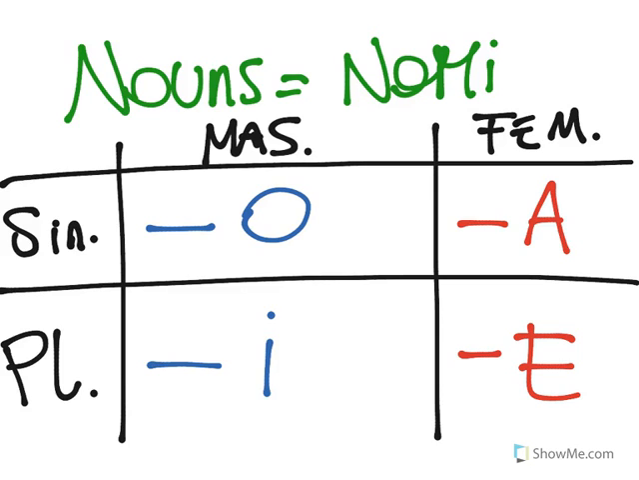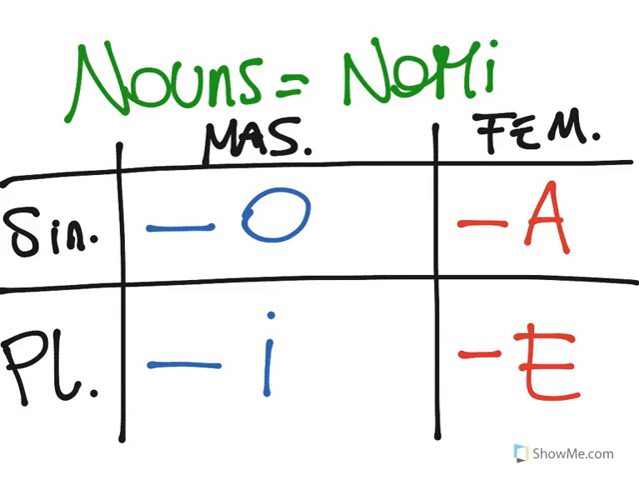Most of the nouns instead that end with A indicate something feminine that is also singular. The other example that I'm going to use is bambina. Bambina is a noun that indicates a female child.